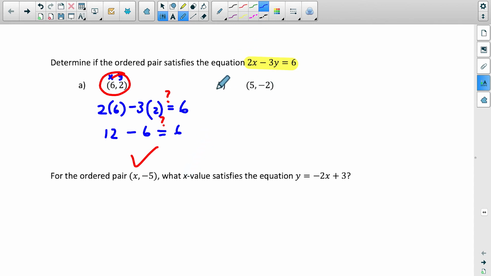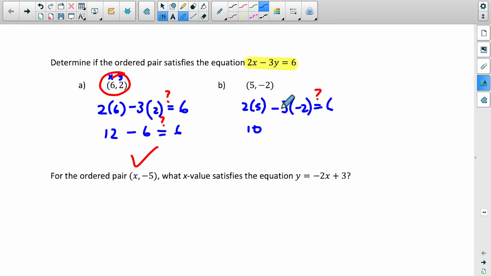Let's see if the second one does. You can bet it doesn't. Every math teacher on the planet is going to have one that works, one that doesn't work. But let's try. This is your x, this is your y. So we put x, the 5, into the x. 2, substitute in the 5. Minus, now be careful, take away, then comes 3, then comes the y value, which is -2, so we put that in brackets. Equals 6. Or does it equal 6? We'll soon find out, everyone. So 2, 5 means 2 times 5, which is 10.